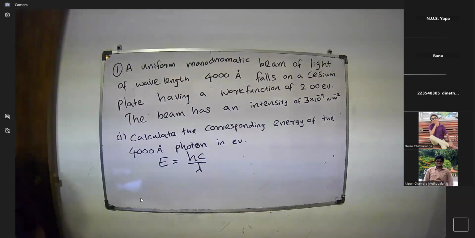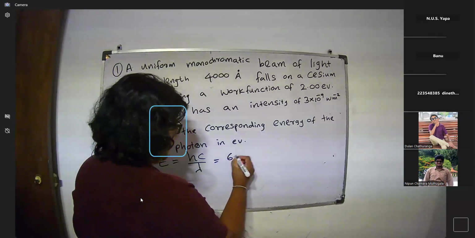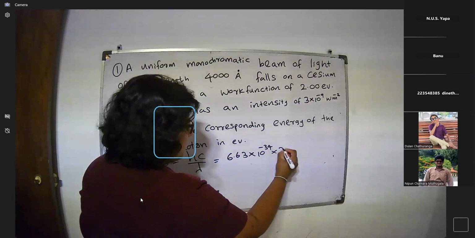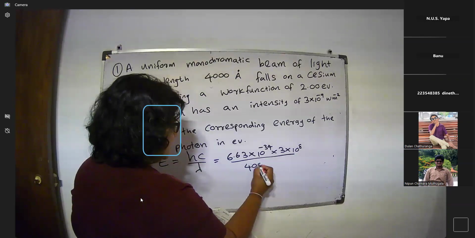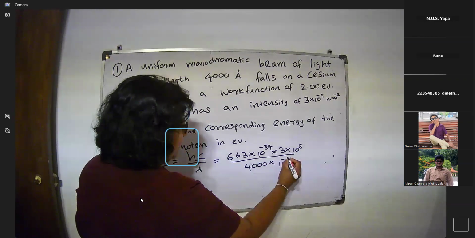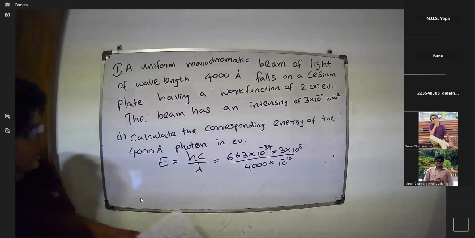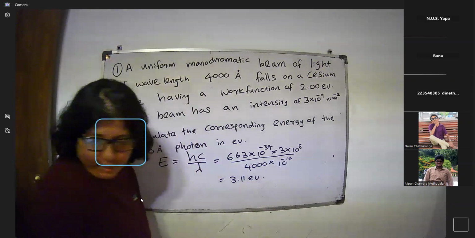Then you can calculate the energy of the photon. h is the Planck constant, it's the given value. c is 3 times 10^8 and lambda is 4,000 angstrom, times 10 to the minus 10 meter. Then you can find the E value. It's equal to 3.11 electron volts, right? You can calculate it, right?